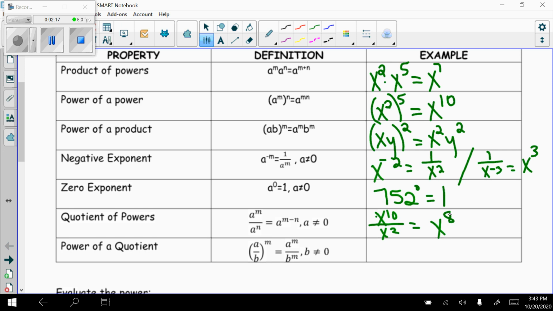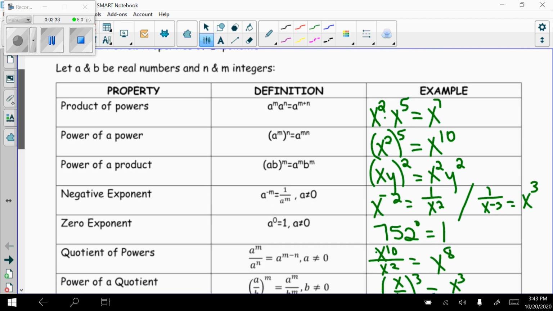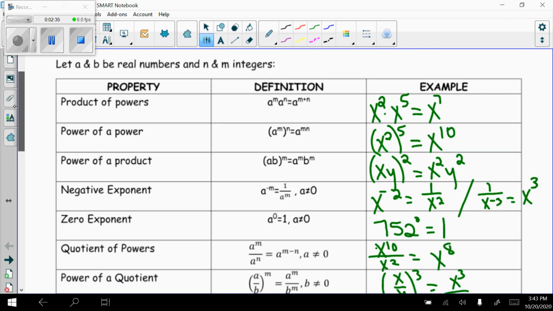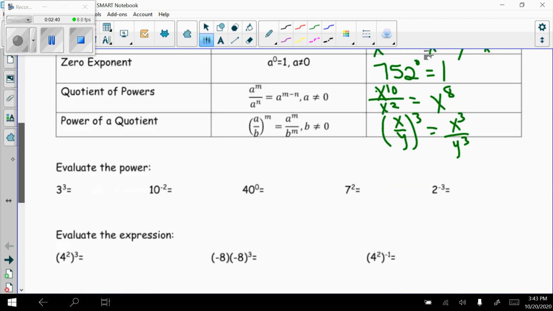And then power of a quotient. So if I have two things being divided and they're both being raised to the same power, again, I could separate them. So that's like saying x divided by y, quantity cubed. It's the same thing as saying x cubed divided by y cubed. All of the examples that I gave to you dealt with variables, but they work the exact same if I just had numbers instead of variables. So let's look at this.